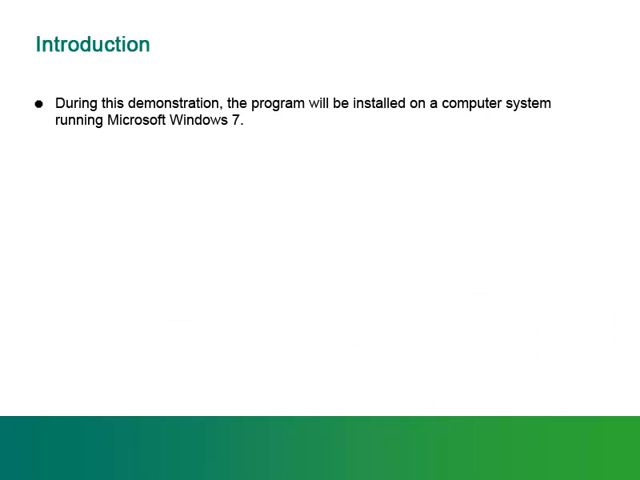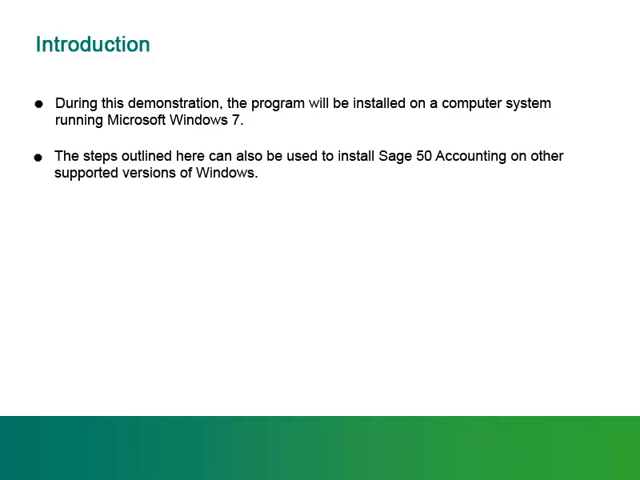During this demonstration, the program will be installed on a computer system running Microsoft Windows 7. However, the steps outlined here can also be used to install Sage 50 on other supported versions of Windows.